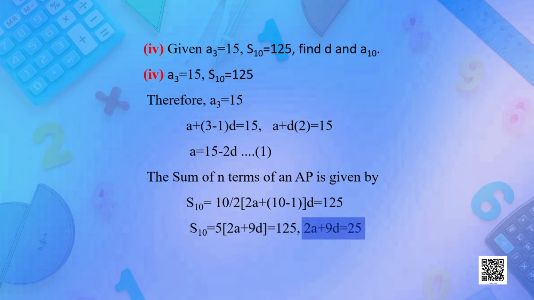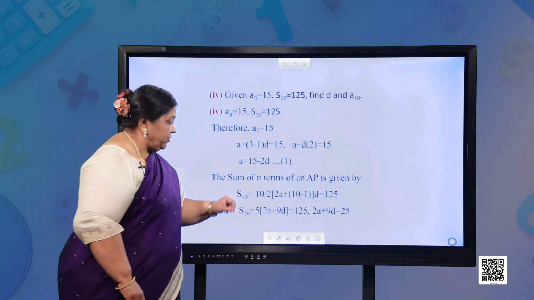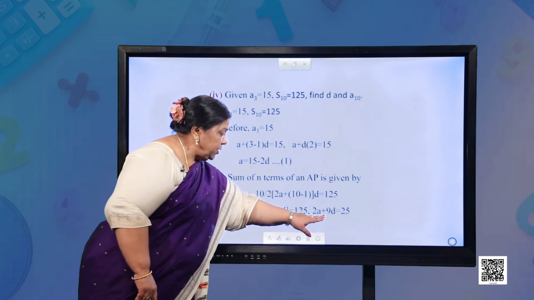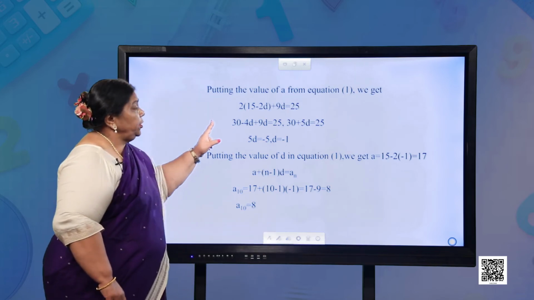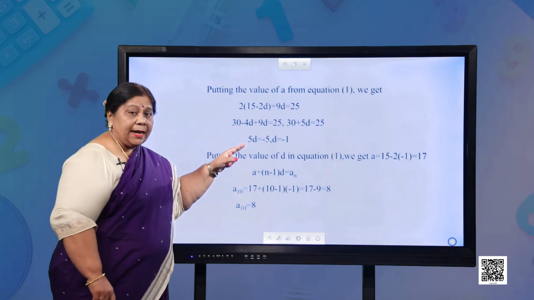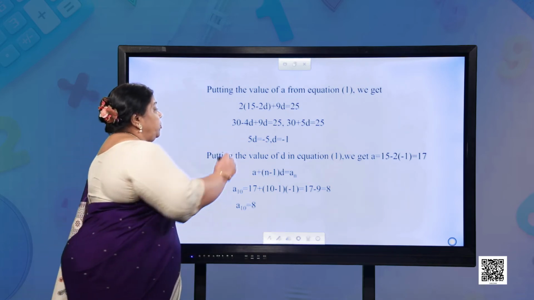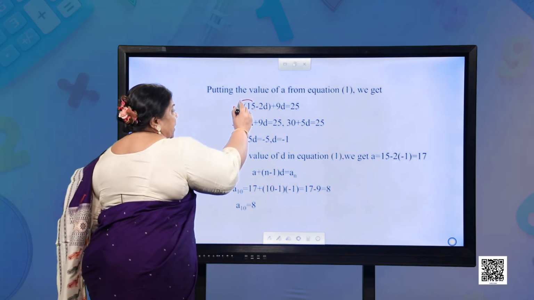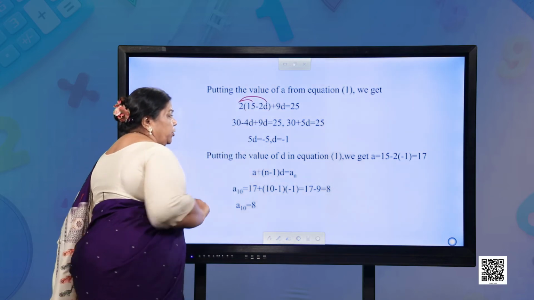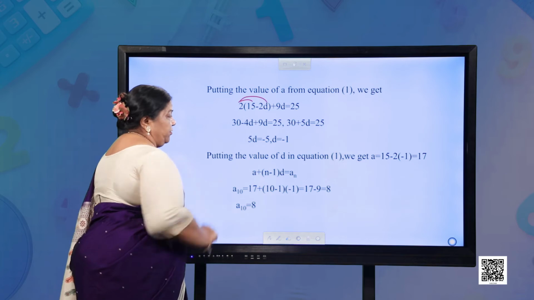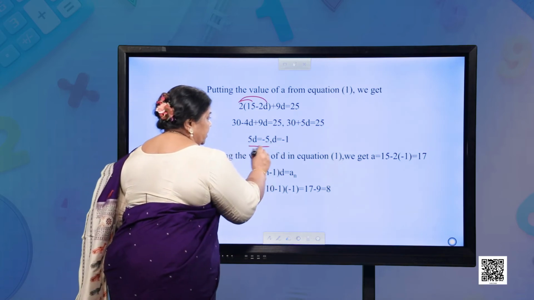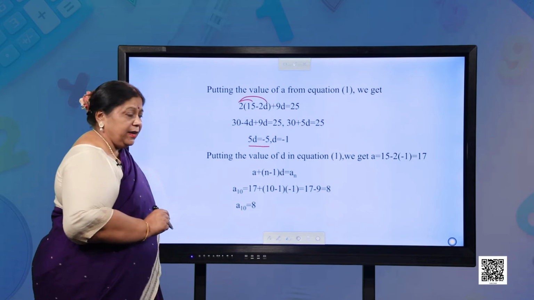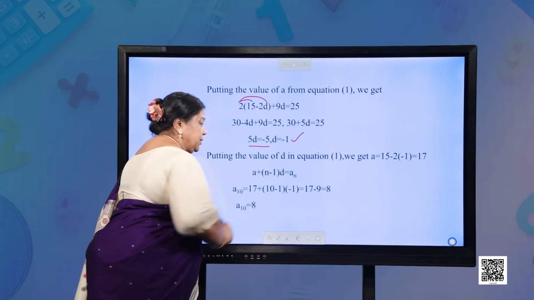That gives us 2A plus 9D is equal to 25. Now, let us make use of the first equation and substitute in this to find the value. Here, 2 into 15 minus 2D plus 9D is equal to 25. Now, 2 into 15 is 30 and 2 into 2D is minus 4D, plus 9D is equal to 25. So, 30 plus 5D is equal to 25, which gives us 5D is equal to minus 5, or D is equal to minus 1.